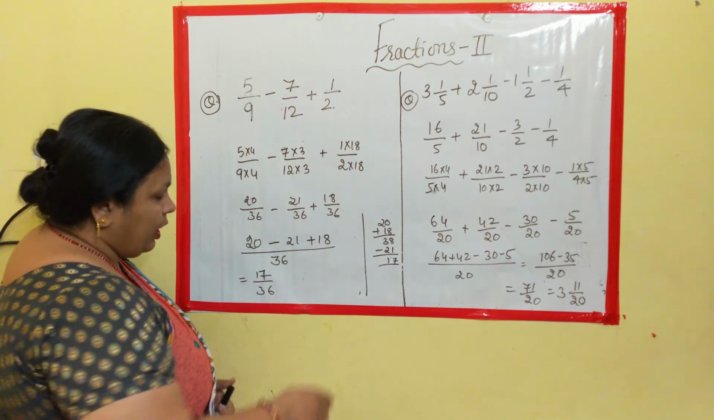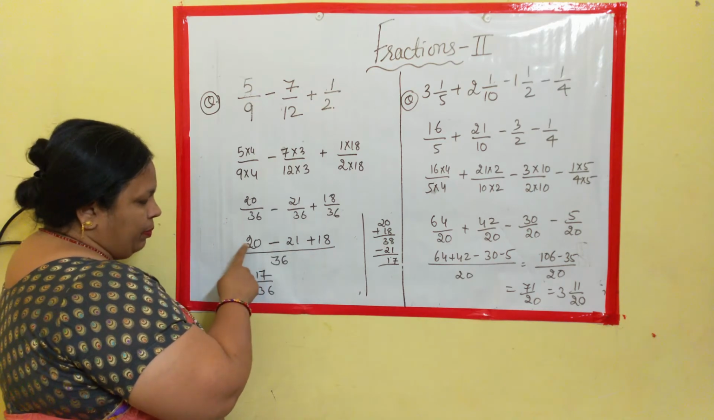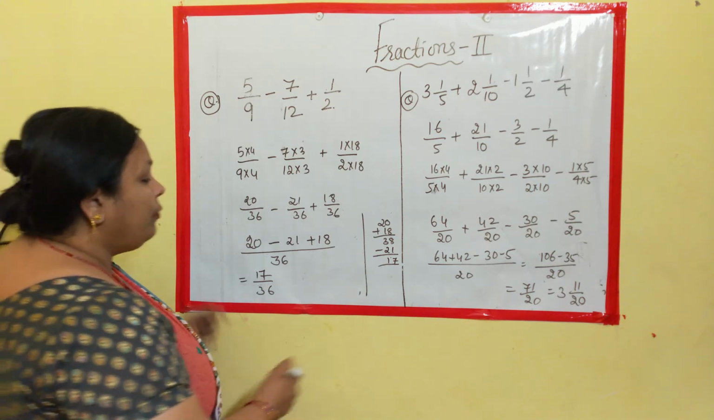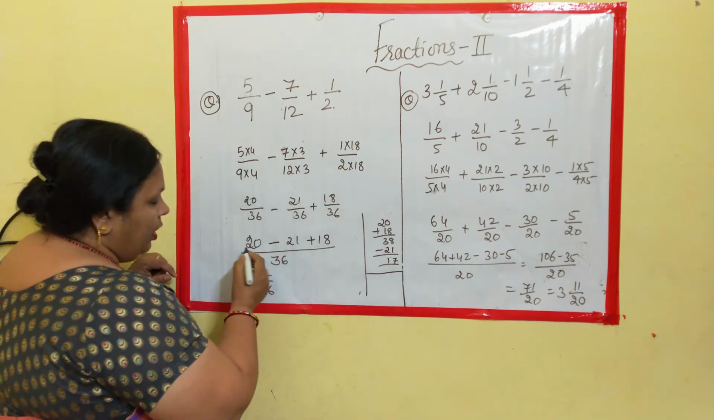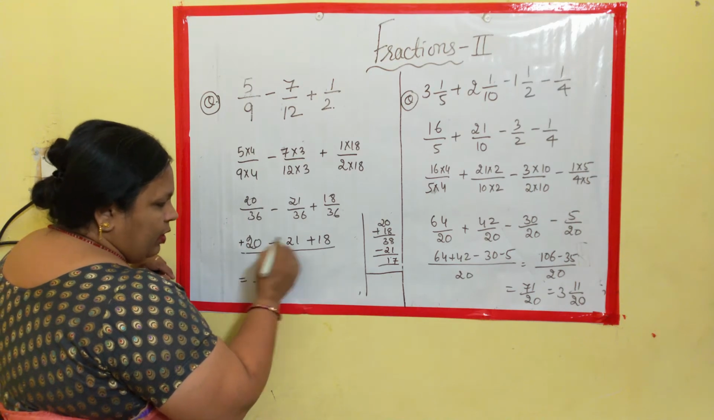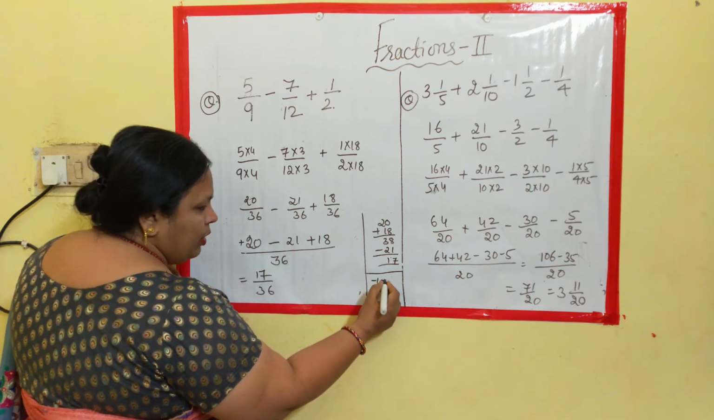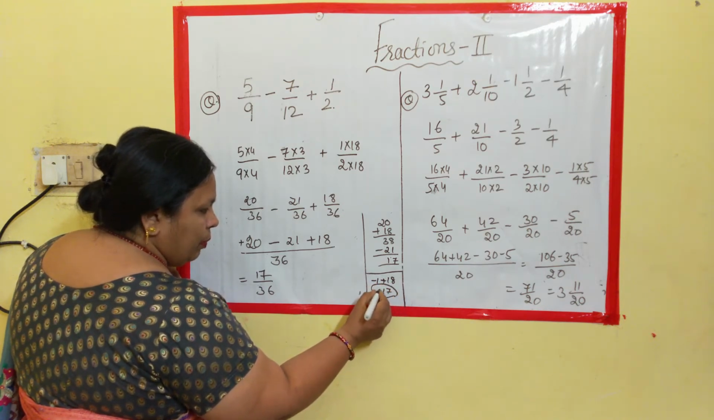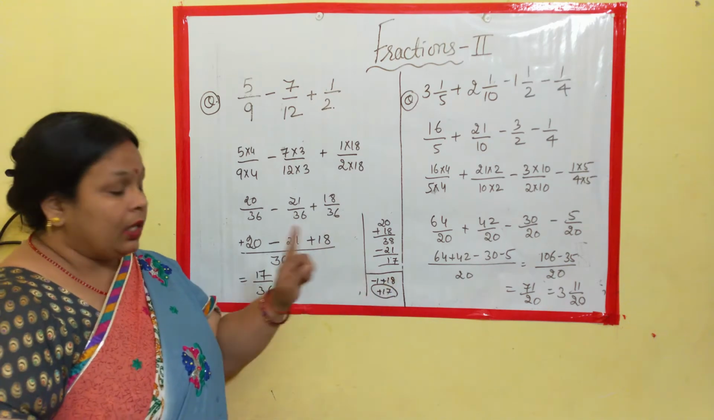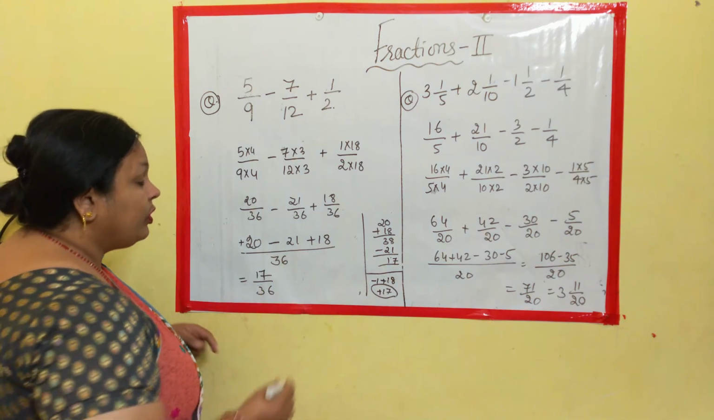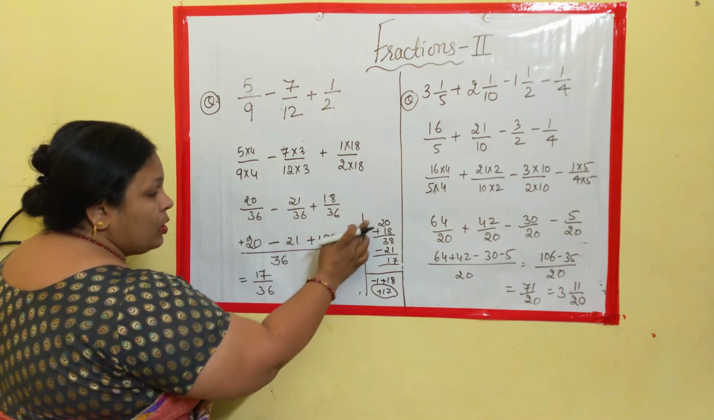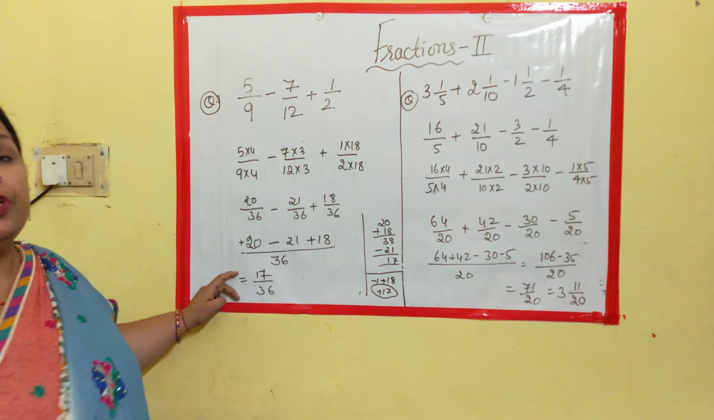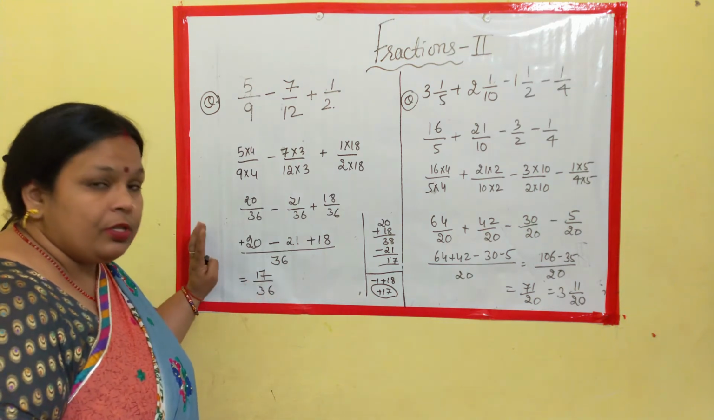Now we can take the two positive numbers, that is plus 20 and plus 18, that is 38 minus 21. Or if we reverse the sign and solve it, like this is positive, this is negative, so the answer between these two will be minus 1 plus 18, minus 1 plus 18 is plus 17, because 18 is greater, having a positive sign. So whether you follow the process or you club with sign, you are going to get the same number 17 by 36, which is a proper fraction. No more simplification is required here.